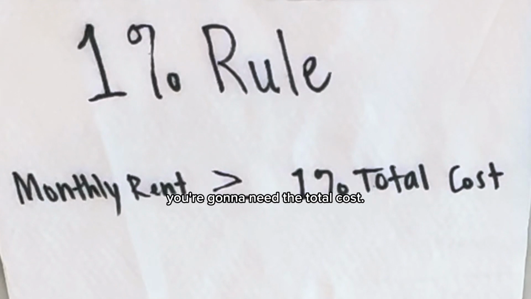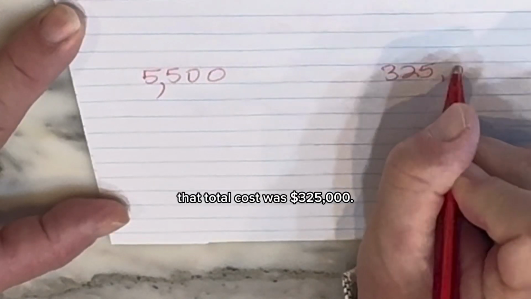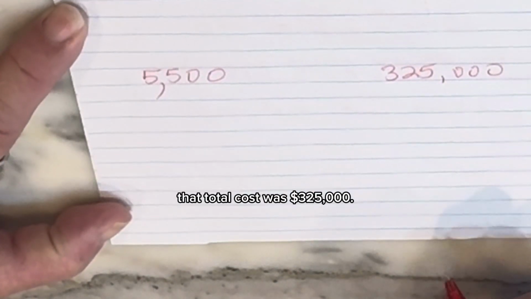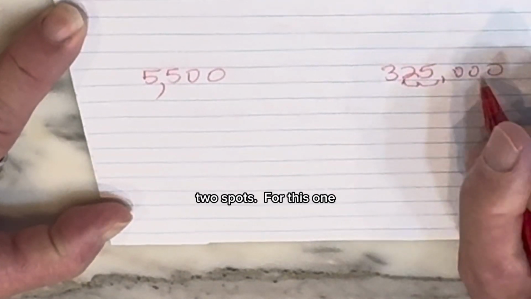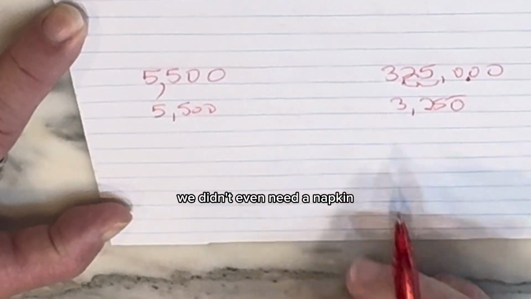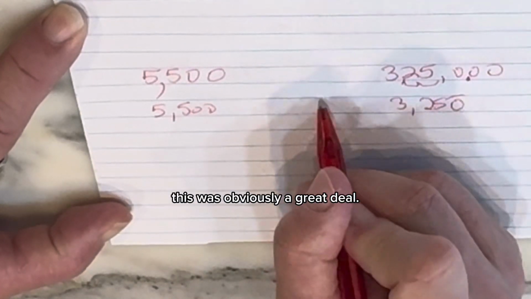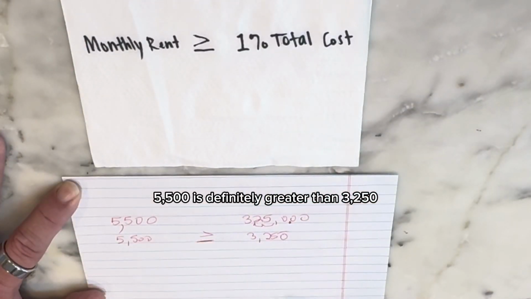So next up, you're going to need the total cost. Remember, in 2019, that total cost was $325,000. You only need 1% of that, so all you have to do is slide the decimal spots back 2 spots. For this one, we didn't even need a napkin. This was obviously a great deal. $5,500 is definitely greater than $3,250.